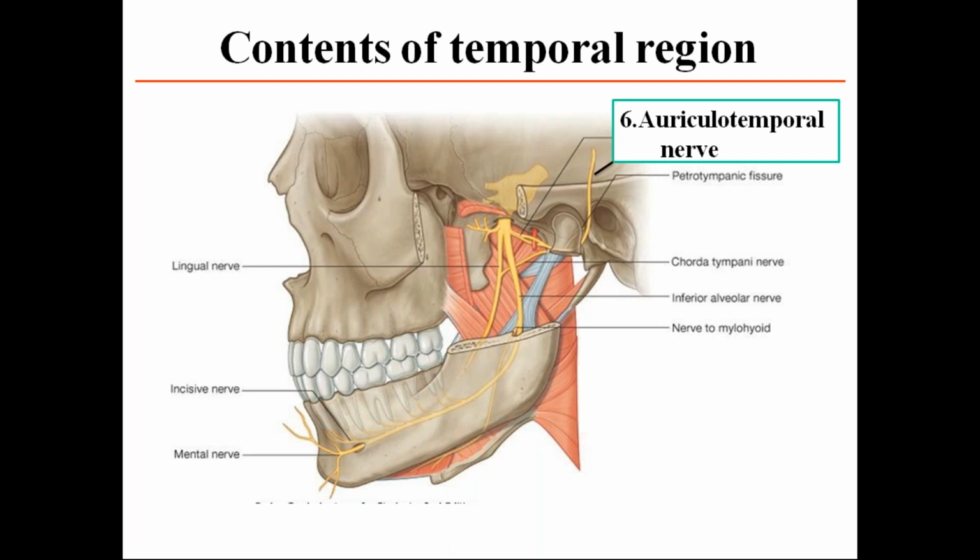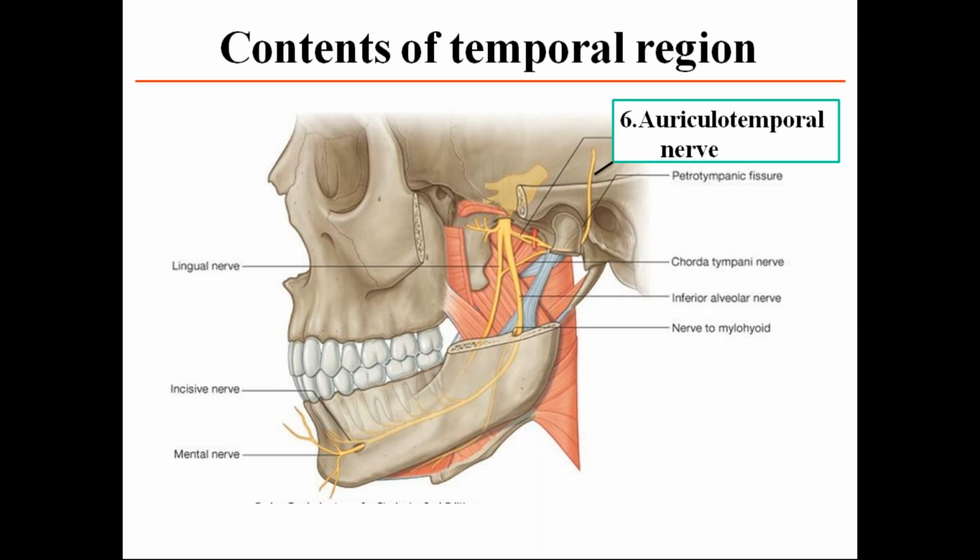So the first one is the temporal fascia, next is the temporalis muscle, the third is the deep temporal nerve and vessels, the fourth is the superficial temporal vessels, the fifth is the zygomaticotemporal nerve, and the sixth is the auriculotemporal nerve. Okay, the contents will be taken in detail in the upcoming sessions.